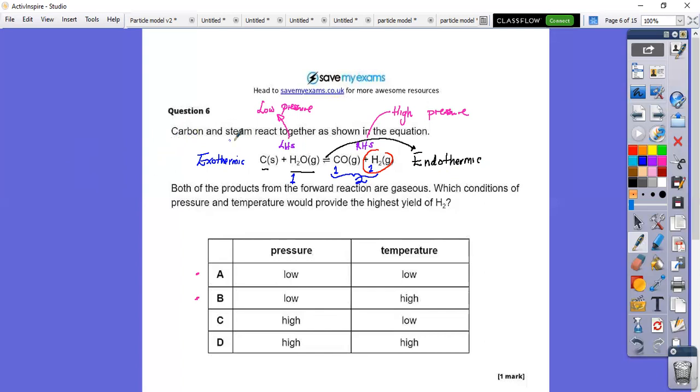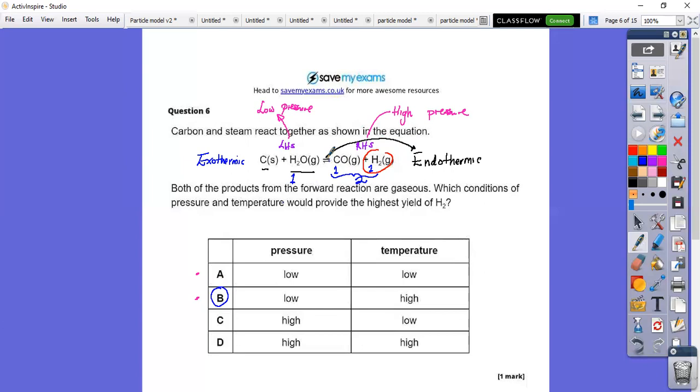It wants to counteract what I've just done. So it's going to go into the endothermic direction. And in the endothermic direction is my hydrogen. So you're happy that the answer should be B. Okay. Good.